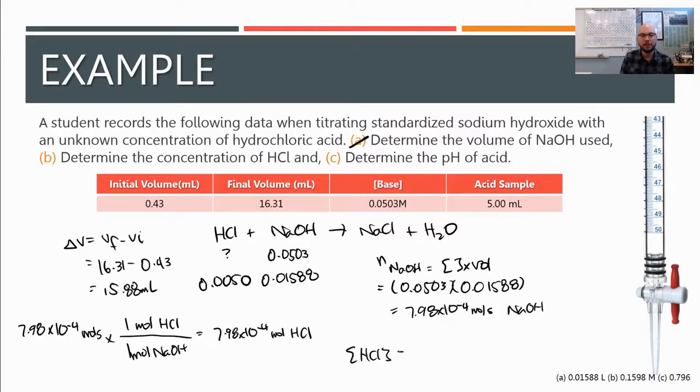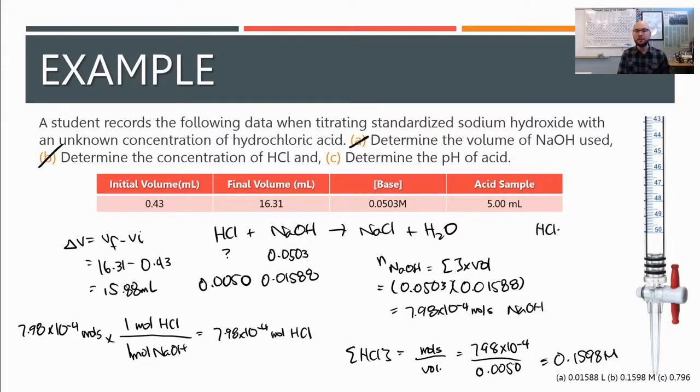So concentration of HCl would be equal to moles, which we've discovered, divided by the volume, which is going to be 7.98 times 10 to the negative 4 divided by 0.0050, which gives us 0.159. Let's put an equal sign in there. So we get 0.1598 molarity if we keep that extra sig fig. All right, so we've done B now.